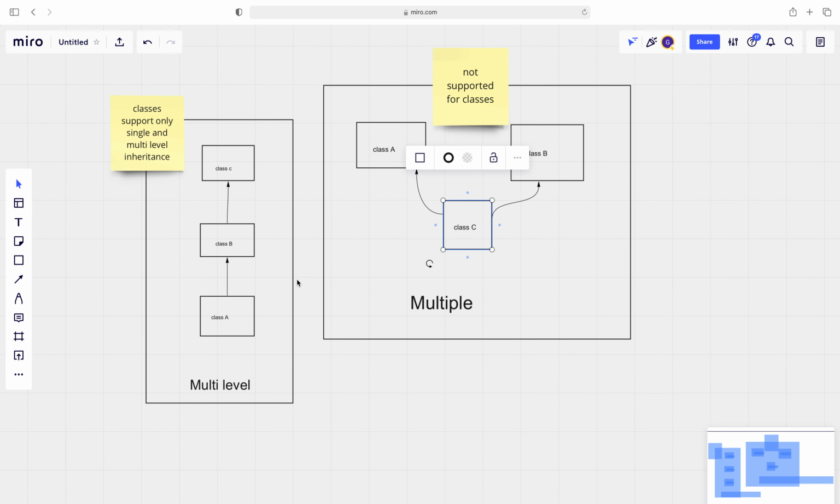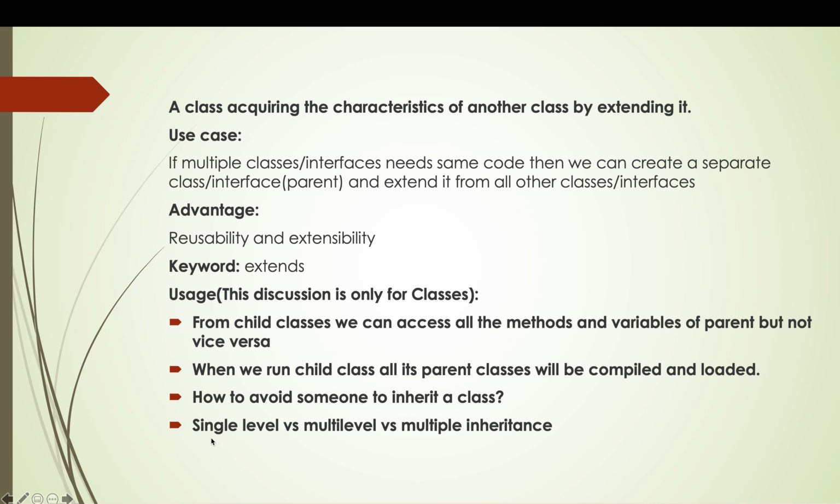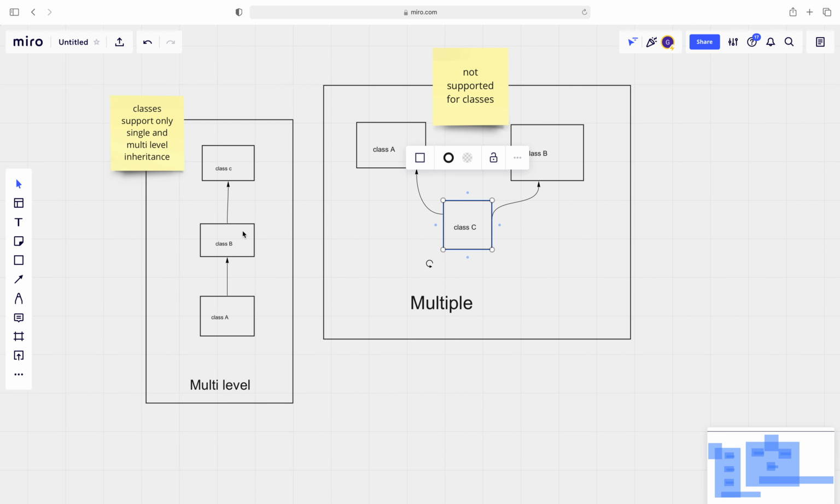Let's try to understand the next one, the types of inheritance. We have single level, multi-level, and multiple inheritance. Let's understand what those are. In single level, one class extends another class. In multi-level, one class extends another class, and that class extends some other class. So we get levels there, maybe a two level inheritance or three level inheritance. That is one of the categories.